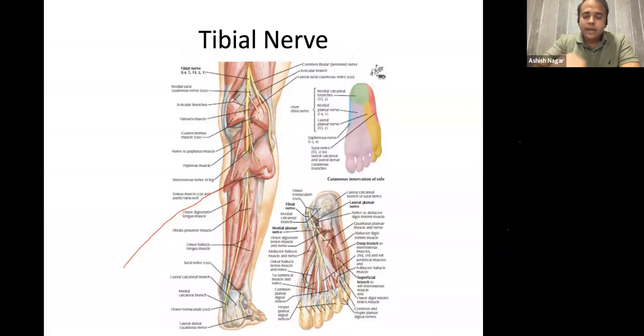So tibial nerve, as I told you, the sciatic branches into tibial. Now the tibial nerve descends straight behind the leg and passes through the tarsal tunnel between the medial malleolus and the calcaneal tubercle. तो उसके बीच में से ये नर्व होती हुई जाती है जहां पर ये इंट्रैप भी हो सकती है और उसको हम टार्सल टनल सिंड्रोम भी बोलते हैं.